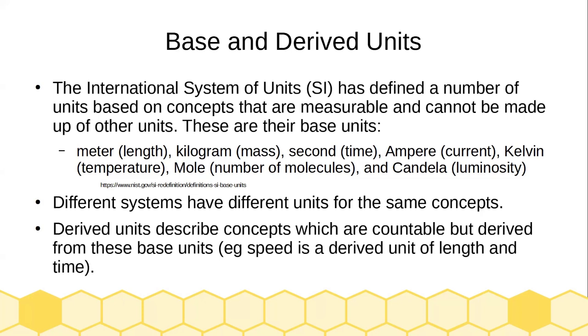And then derived units describe concepts which are countable but derived from these base units. So for example, speed is a derived unit of length and time. Speed is measured in meters per second in SI and miles per hour or something akin to that in imperial. It's dependent on the unit of length and on the unit of time, so it is a derived unit instead of a base unit.